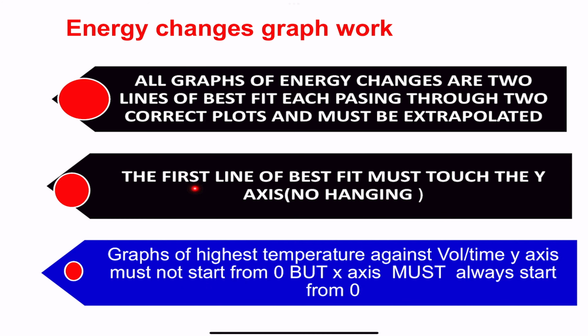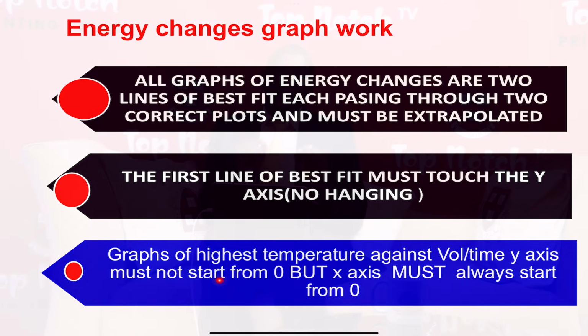Point number two is that the first line of best fit must touch the y-axis. So all graphs of thermochemistry, or rather energy changes, must be extrapolated. So it must touch the y-axis, meaning that the first line that is originating from the y-axis must originate from the first plot.